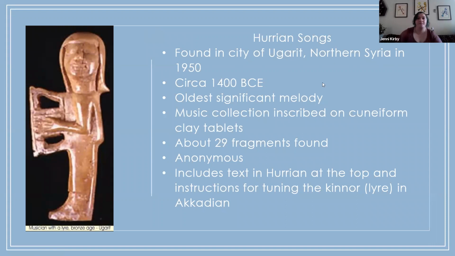Okay, so next we're going to move on to what are called the Hurrian songs. These were found in the city of Ugarit, which is in northern Syria today, around 1950, and they date back to 1400 BCE. They are the oldest significant piece of a melody in the world.